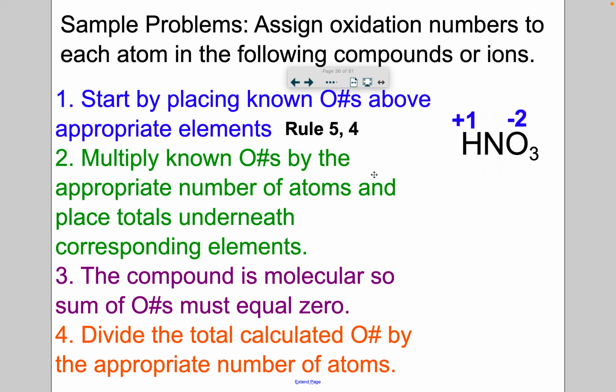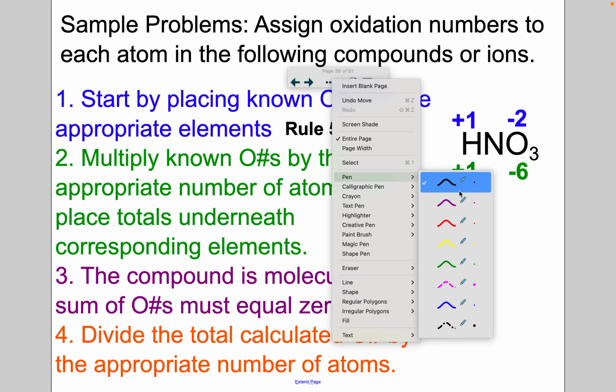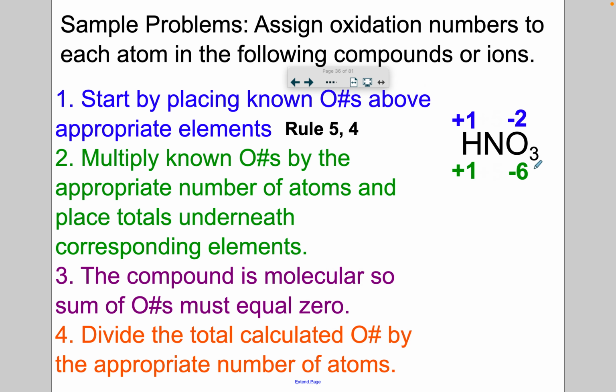Second step, multiply the known oxidation numbers by the appropriate number of atoms. So I have 1 hydrogen, 1 times 1 is +1. -2 times 3 is -6. Now this has to equal 0. I'm going to get a pen here. This has to equal 0. Okay? So a slash to show that it's 0. So what does the value of N have to be? If I have a -6 and a +1, that means that N has to be +5.